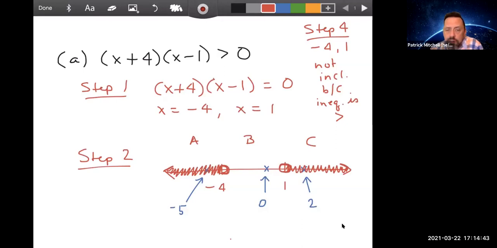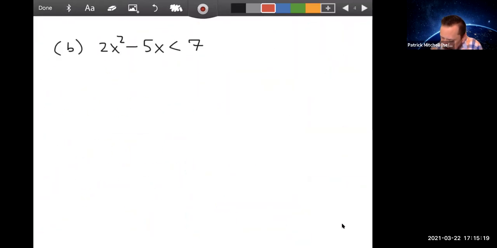So these solution sets are always written using interval notation. And the way that you write interval notation for this, for the first part, would be -∞, -4. And then for the second part, it would be 1, infinity. And that is the solution set for the inequality x plus 4 times x minus 1 is greater than 0. All right, so now let's go on to letter B.